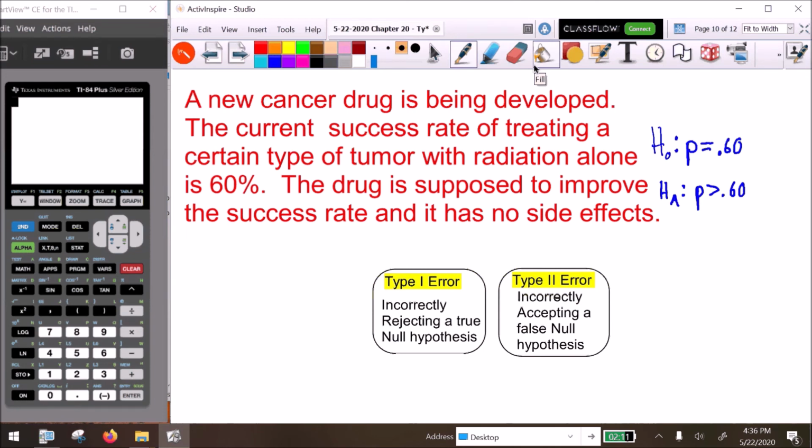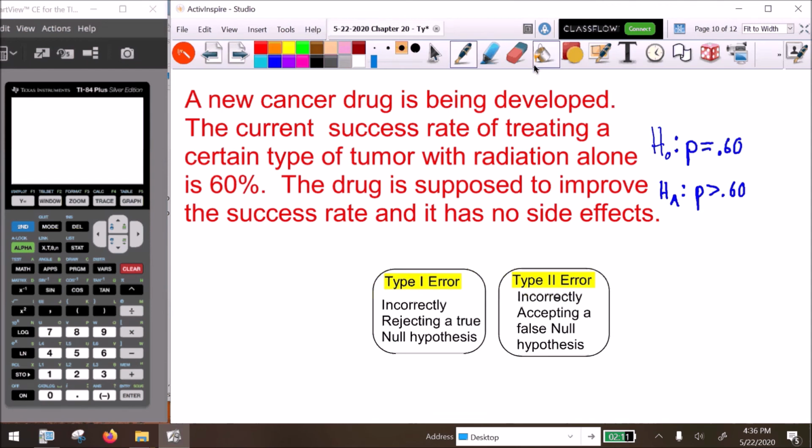They're now saying they have a drug that's effective at improving the rate of success at treating a tumor, when in actuality the drug makes no difference. It does not improve it. So that's a serious fault.